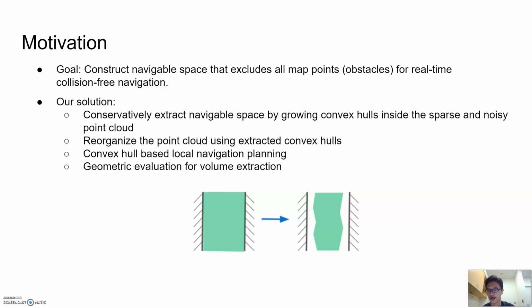The second part is a point cloud processing module, which reorganizes the point cloud by leveraging the extracted convex hulls such that the processed point cloud is smoother and can be further utilized in motion planning. The third part is a local navigation planning module, which finds a collision-free path for the robot by stacking and examining convex hulls in real time. The last part is a new geometric metric for evaluating the volume extraction performance.